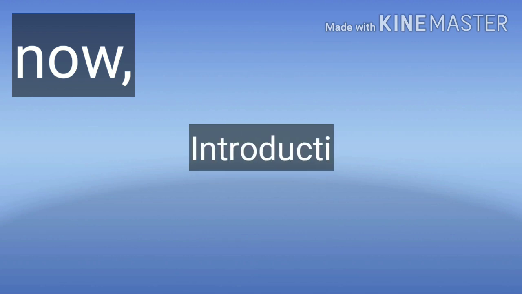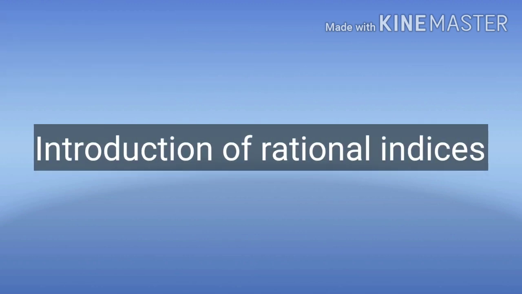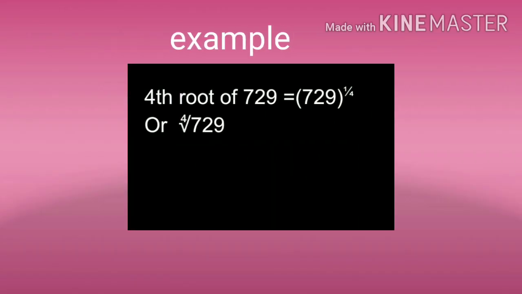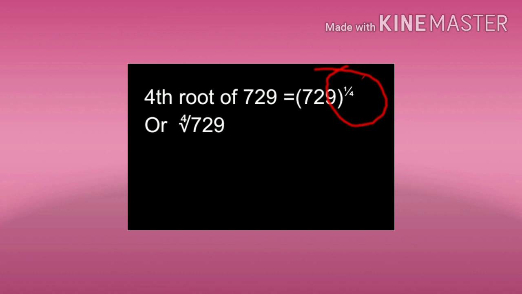Now, introduction of rational indices. Let's study, children, what is meant by rational indices. This symbol is known as radical sign. Here, children, one example: 4th root of 729. This we have to write in symbolical form. Here, children, 729 raised to 1 upon 4. 1 upon 4 is a fraction number, so it's known as rational index. Or we can write, children, 4th root of 729.